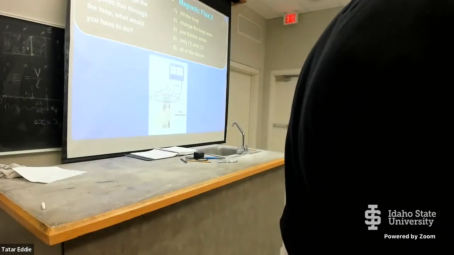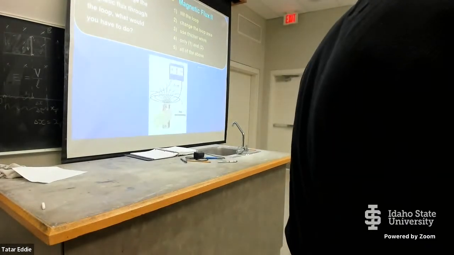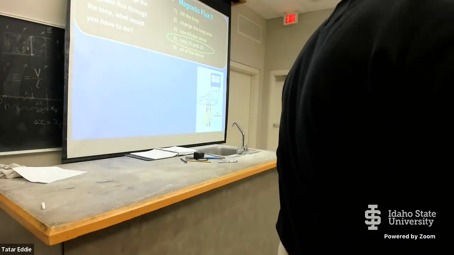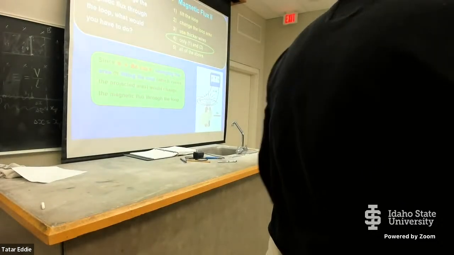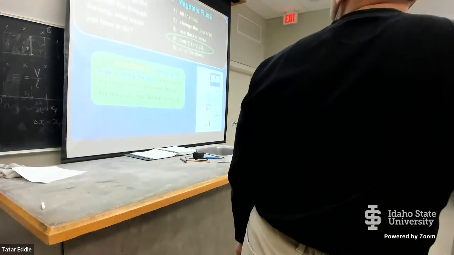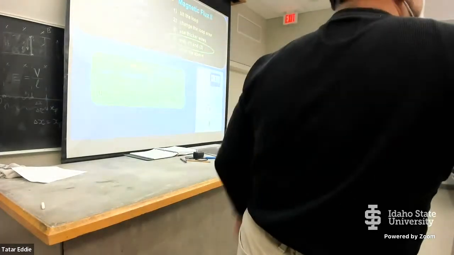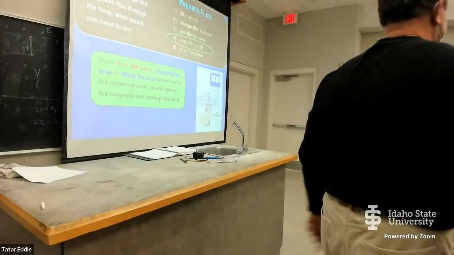Let's see the next one. Oh, I see. They have done it as an animation, and you have multiple things. So you see this cosine, it describes the mutual orientation.